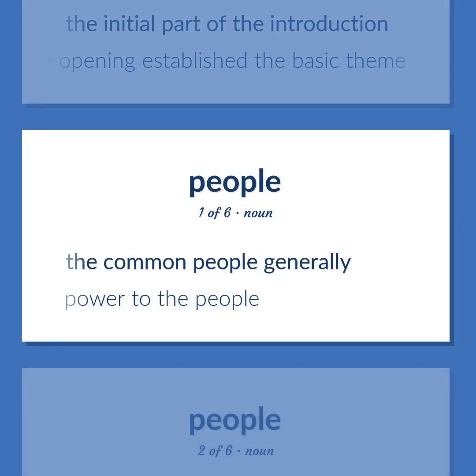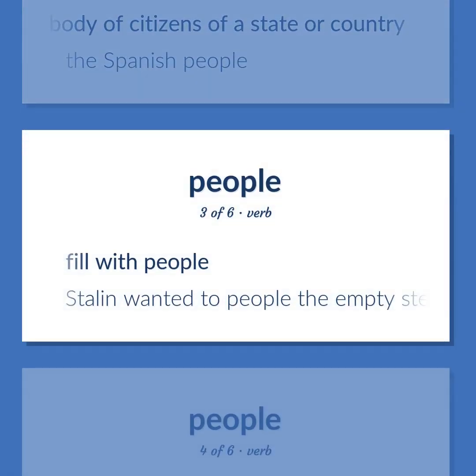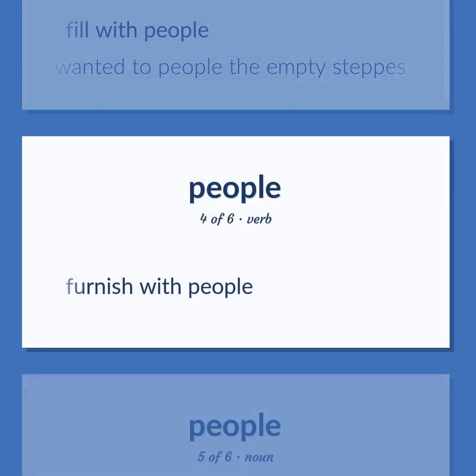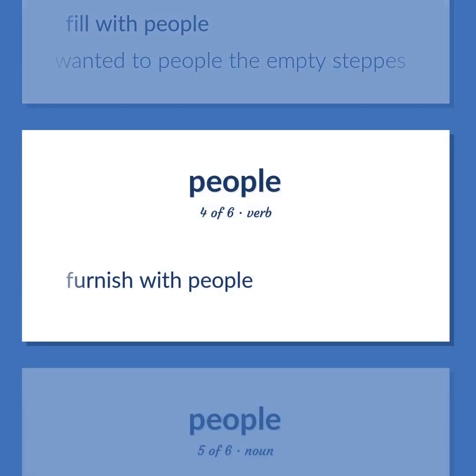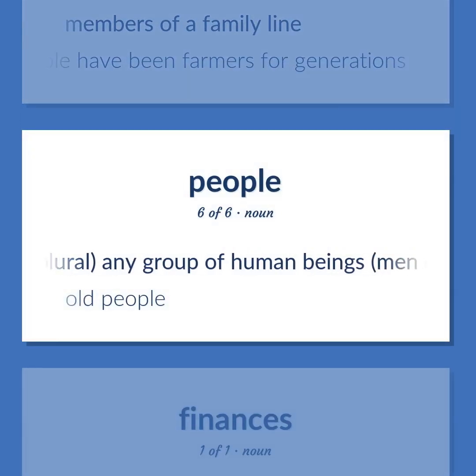The common people generally. Power to the people. The body of citizens of a state or country. The Spanish people. Fill with people. Stalin wanted to people the empty steppes. Furnish with people. Members of a family line. His people have been farmers for generations. Plural. Any group of human beings, men or women or children, collectively. Old people.